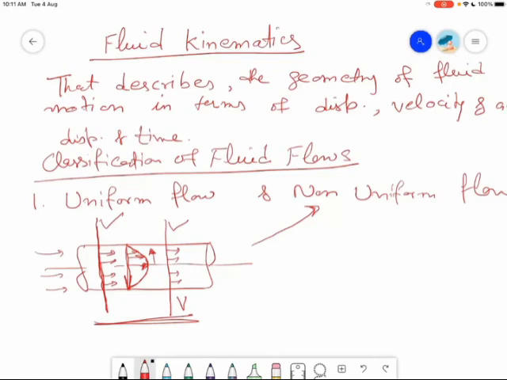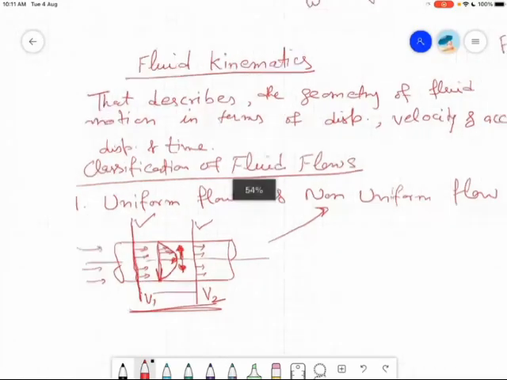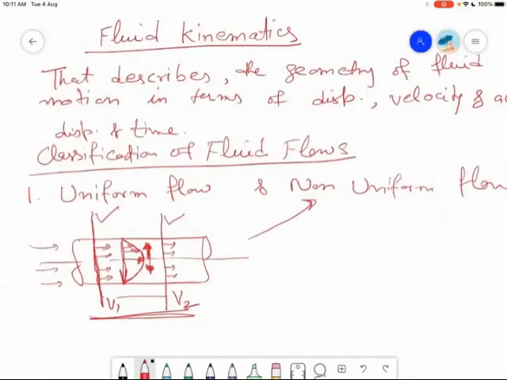Okay, if at one section the velocity is v1 and here it becomes v2, and from the center if we move towards the wall of the pipe, again velocity changes, so that is the non-uniform flow. Now I think the meaning is clear. Here you have to keep in mind that the cross section of the pipe is same. If the cross section changes, then the velocity will change.